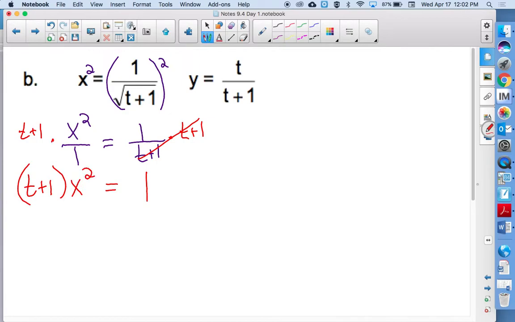David? Is that just the same as like cross multiplying? It is the same as cross multiplying. That's exactly what we just did. So if we cross multiplied, 1 times 1 is 1, x squared times t plus 1. Same exact thing as cross multiplying.